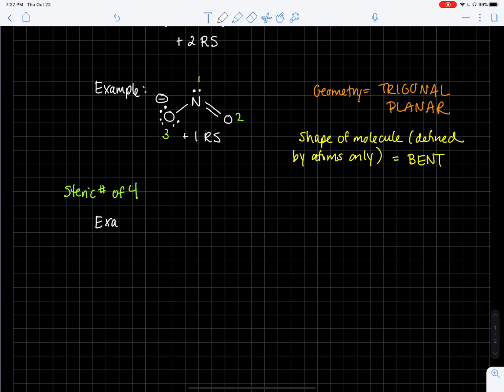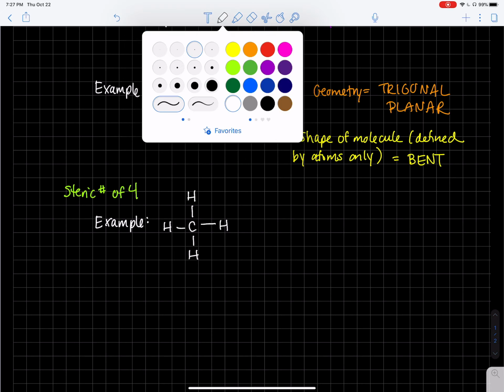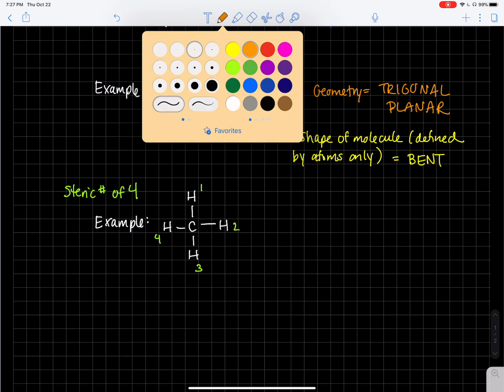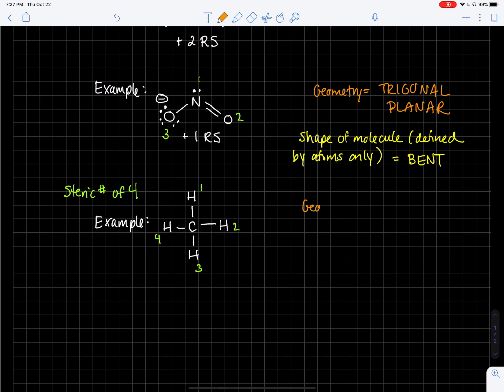And so we'll start with methane, which is CH4, and this is how we draw the Lewis structure. And just to be clear, it has 4 atoms around it, 1, 2, 3, 4. So the geometry, it turns out the geometry that gets 4 things as far away from each other as possible is tetrahedral.